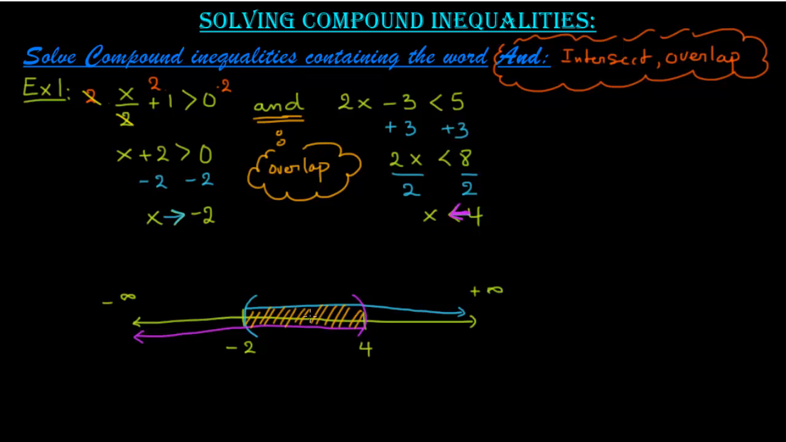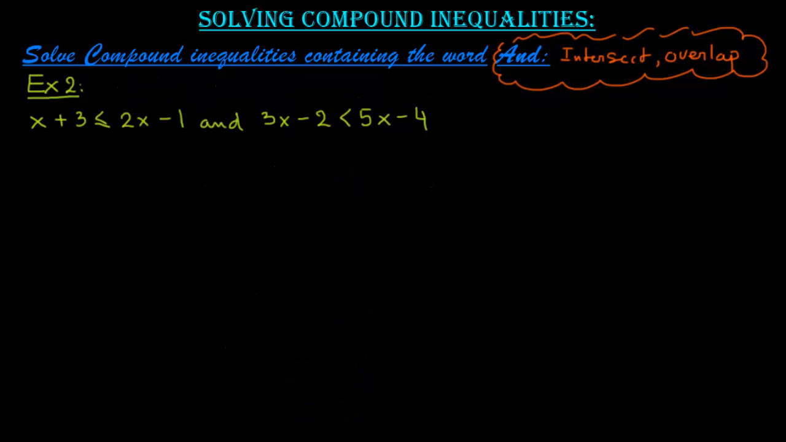So that is my answer. Again, straight out from the graph, it is parenthesis, negative 2, comma 4, close parenthesis. And that is our answer for example 1. The only thing we need to remember in this case is that AND stands for overlap. We're looking for the overlap. Now let's go over one more example.